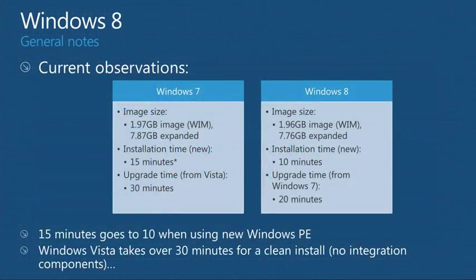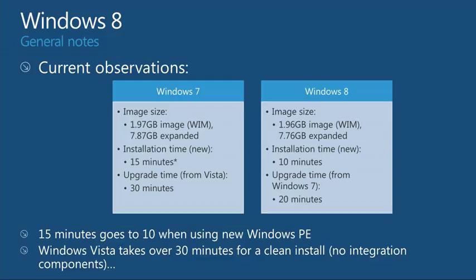First, let's talk a little bit about the general comparison between Windows 7 and Windows 8. A good way to look at it is by comparing the images that we start with. The Windows 7 media contains an install.wim file, which is 1.97 gig. When you expand that and apply it to a disk, it turns into about an 8 gig disk footprint. Windows 8 goes from 1.97 down a little bit to 1.96. So Windows 8 is actually slightly smaller than Windows 7, and when it gets expanded and placed on the disk, it gets, not surprisingly, a little smaller as well.